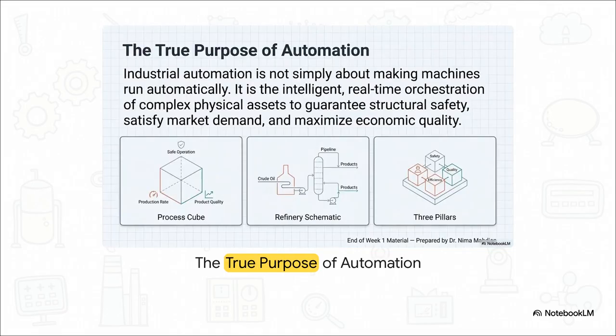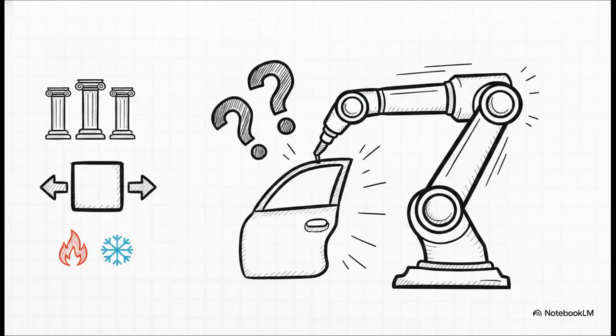To conclude our core lesson today, let's pull all these key elements together. Industrial automation is not just turning machines on and off. It is the intelligent, real-time orchestration of complex physical assets, like our massive oil refinery, to guarantee structural safety, satisfy market demand, and maximize economic quality. It's a truly beautiful combination of physics, mathematics, and programming. And with that, we have reached the end of today's lecture.